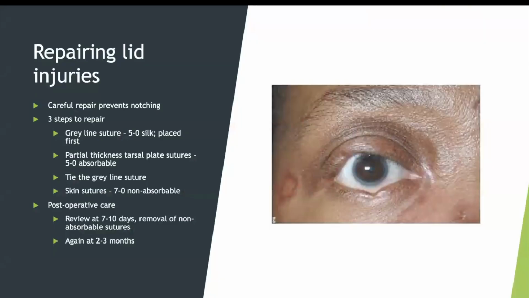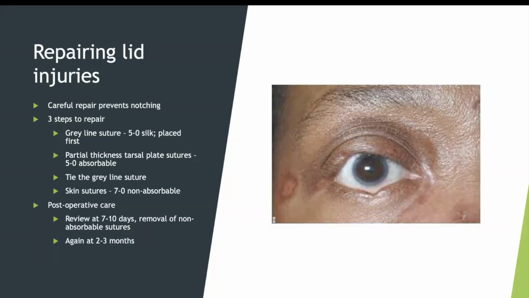So repairing lid injuries, a lot of you will have your own simulated sessions, but I just thought it was worth a reminder. You want to be really careful with repairing these injuries because you want to prevent a notch, because that notching will impact the closure of the eyelid. It will impact how the tears sit on your ocular surface. So these are patients that can potentially end up with an exposure keratopathy if they're not treated properly. They may end up with problems with epiphora because the tears aren't draining properly. So be careful with repairing the lid. And there's a very set way to repair it.